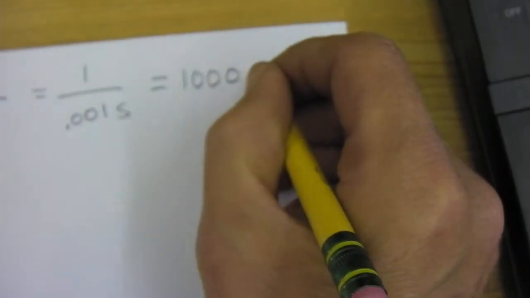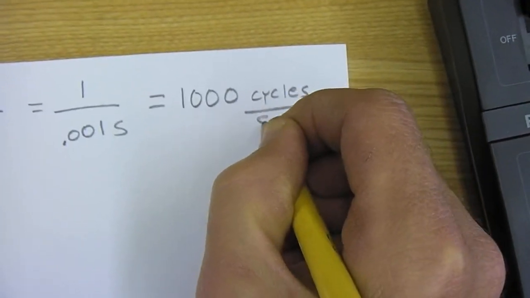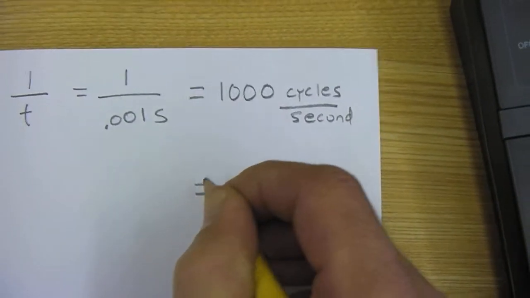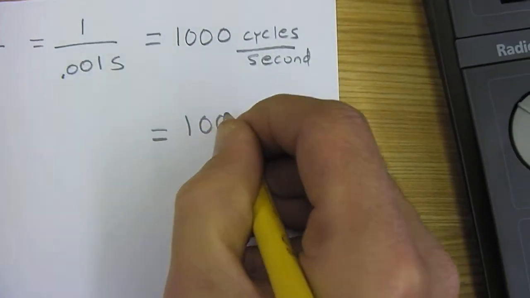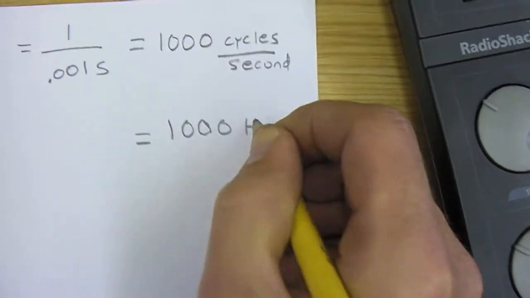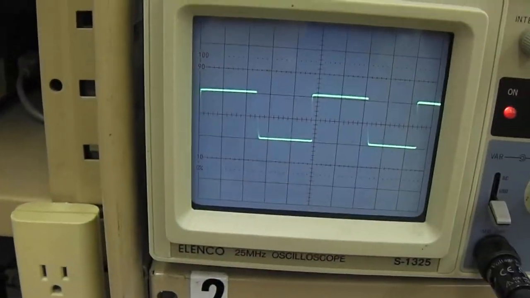1,000 cycles per second, which is also called hertz. So that's also 1,000 hertz, abbreviated Hz. So that's the frequency of this particular wave here.